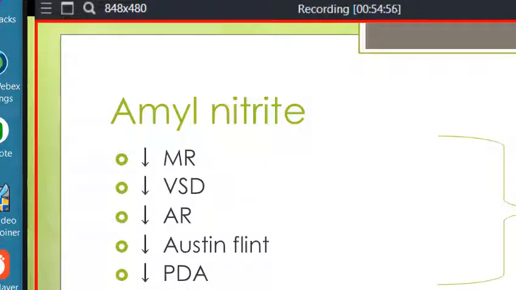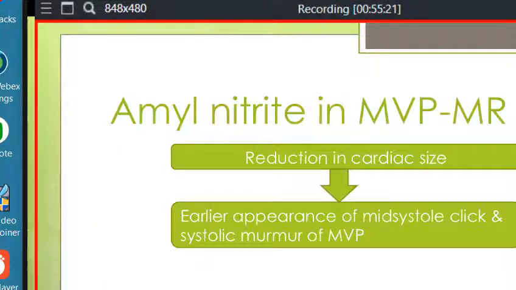Similarly, amyl nitrite also causes reduced intensity of the mitral regurgitation murmur, the ventricular septal defect murmur, the aortic regurgitation murmur, the Austin Flint murmur, and the murmur of PDA. Similarly, the systemic AV fistula murmurs are also reduced in intensity. All this happens because of the fall in systemic arterial pressure. So what happens in a patient with mitral prolapse?